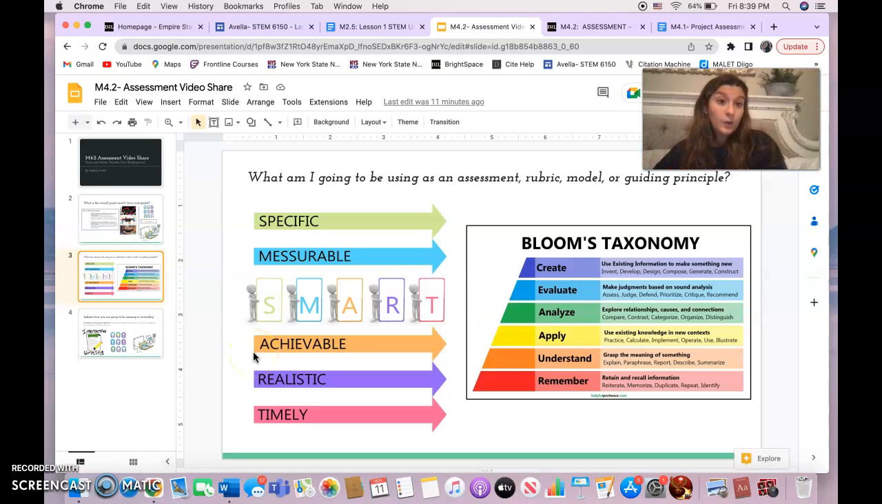Achievable, it needs to be within their realm of ability. Realistic or relevant, it also needs to be given in a realistic or relevant time frame, or the information has to be relevant to them. And timely, it can be done in an appropriate, timely fashion for the student to complete. They have enough time to achieve what is being measured or asked of them.